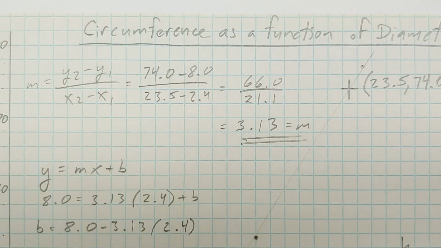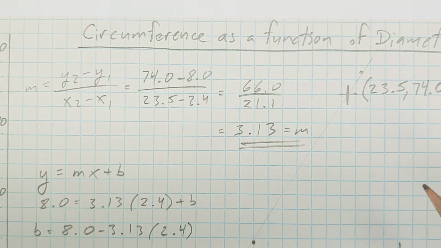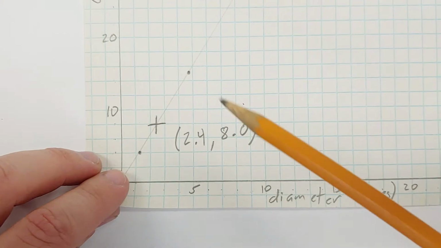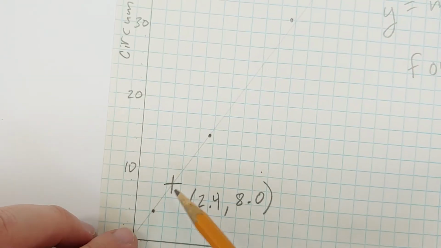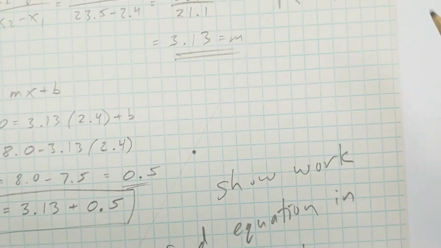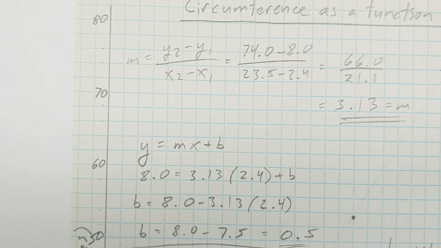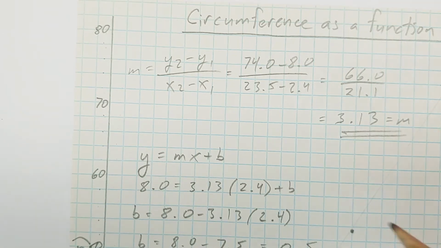For analyzing our lab, you should, at this point, have a graph that you have made of circumference as a function of diameter. You should have drawn your best fit line, picked 2 points near the end that were not data points, and used them to calculate a slope. And then I asked you to find an equation in y equals mx plus b form, and so you should have done that.